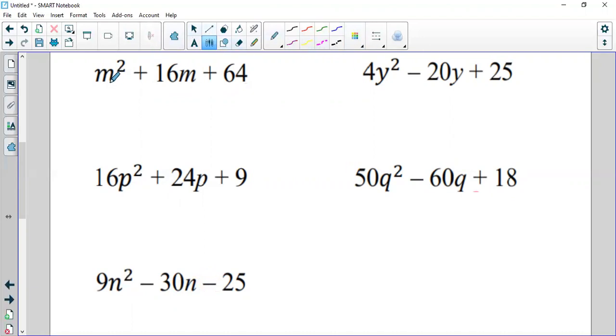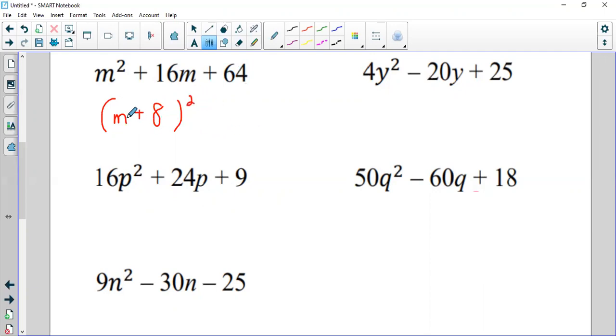First, let's do the first one. Is m squared a perfect square? Sure is. Is 64 a perfect square? Sure is. Is the C term positive? Sure is. So, I'm going to make one parenthesis. I'm going to take the square root of the A term, that's m, the square root of the C term, that's 8. Because the B is a positive, this gets a positive, and this binomial is squared.